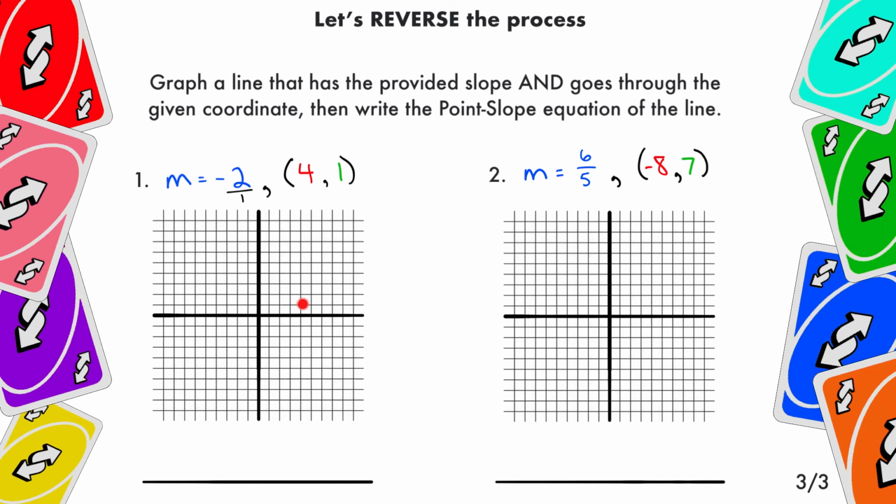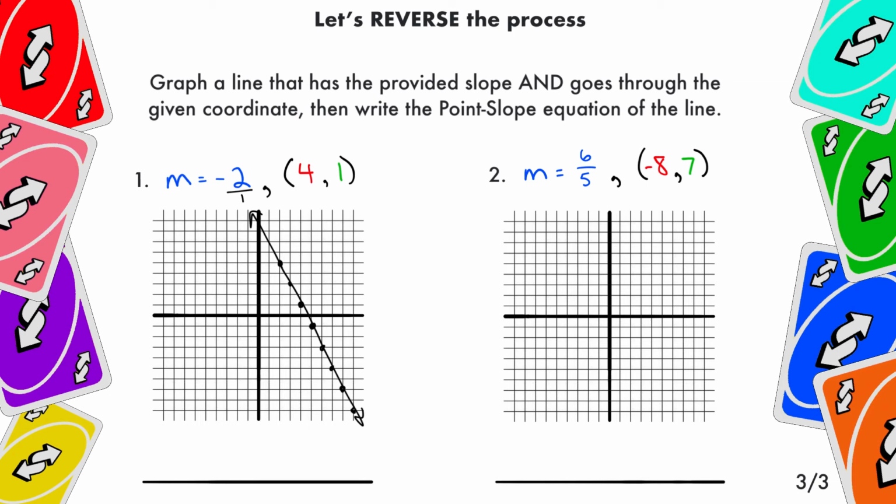So from that point, I'm going to go down 2, right 1. That's my next stop. Down 2, right 1, down 2, right 1, and so on. You could also go up 2, left 1, up 2, left 1. You could keep doing that over and over again, but ultimately you get that linear graph.